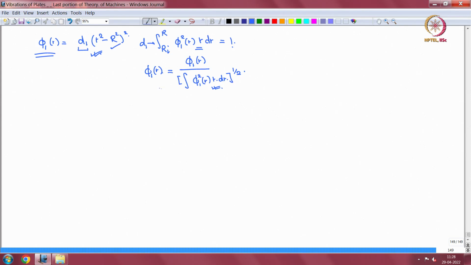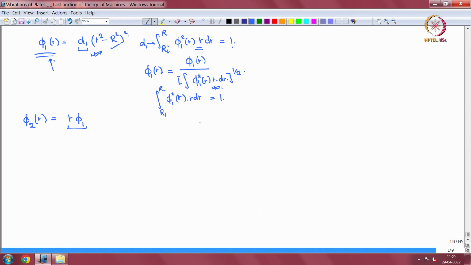So, if I now integrate from r I to r phi 1 square of r dr, then I will get 1. Okay. Now, so phi 1 is found. How do I find phi 2? Phi 2 of r is found from r times phi 1, and I have to take out phi 1 r from this.